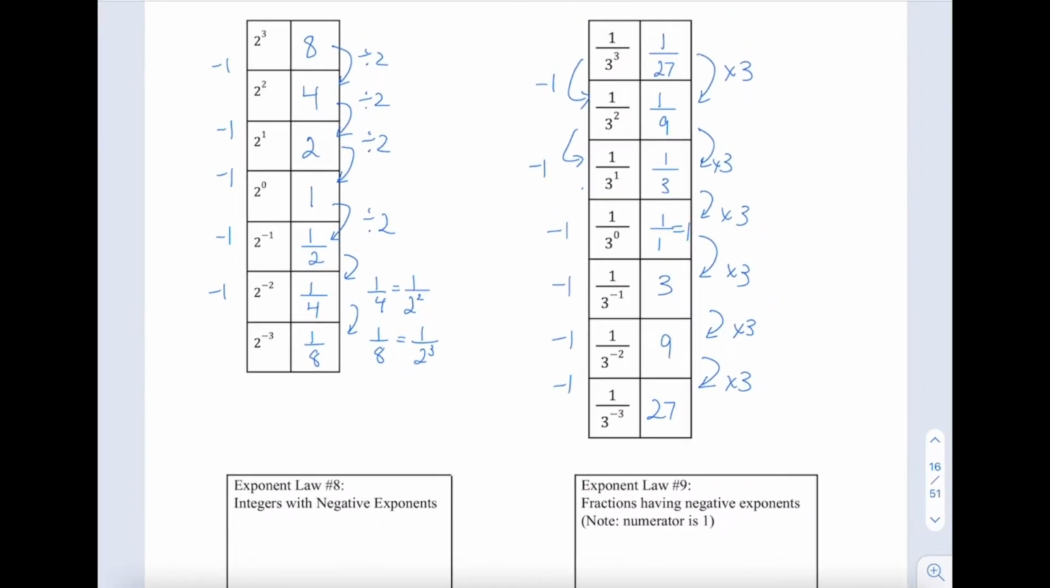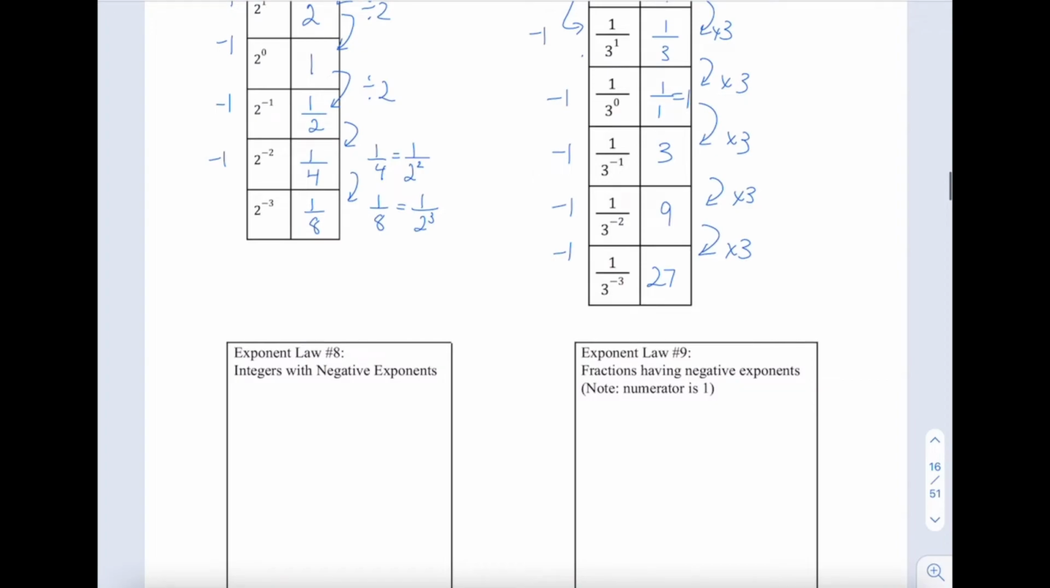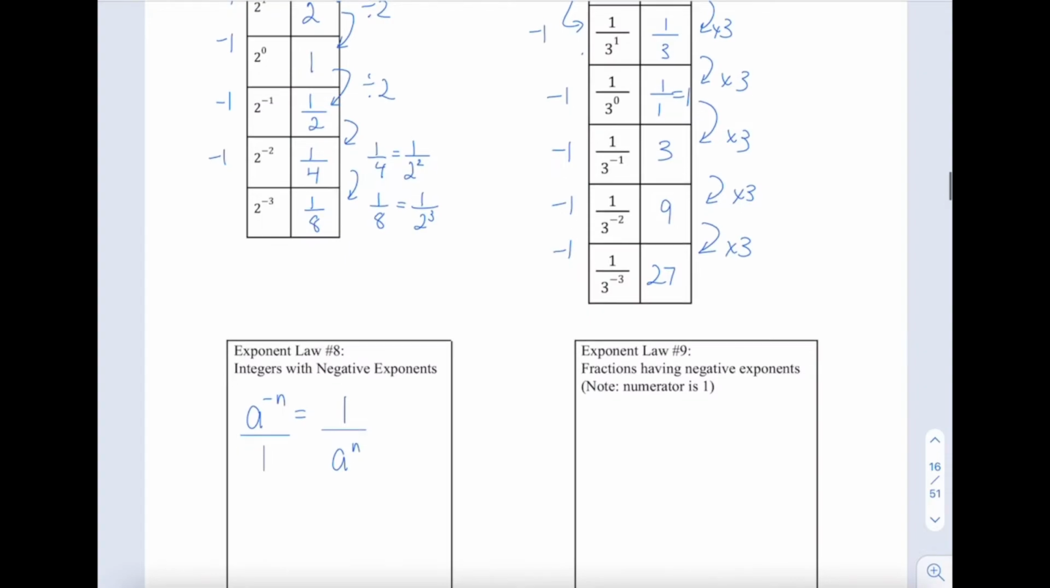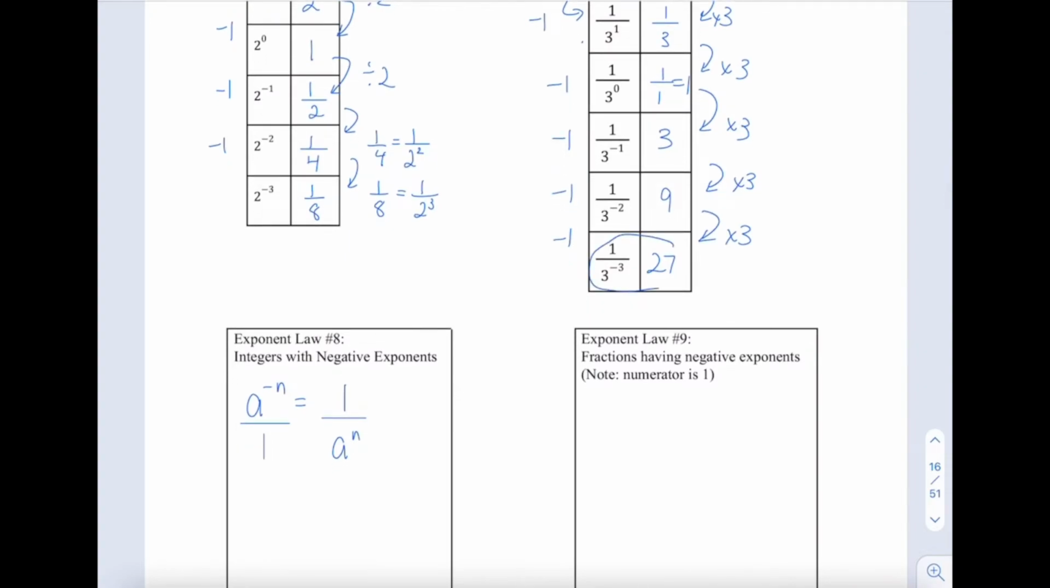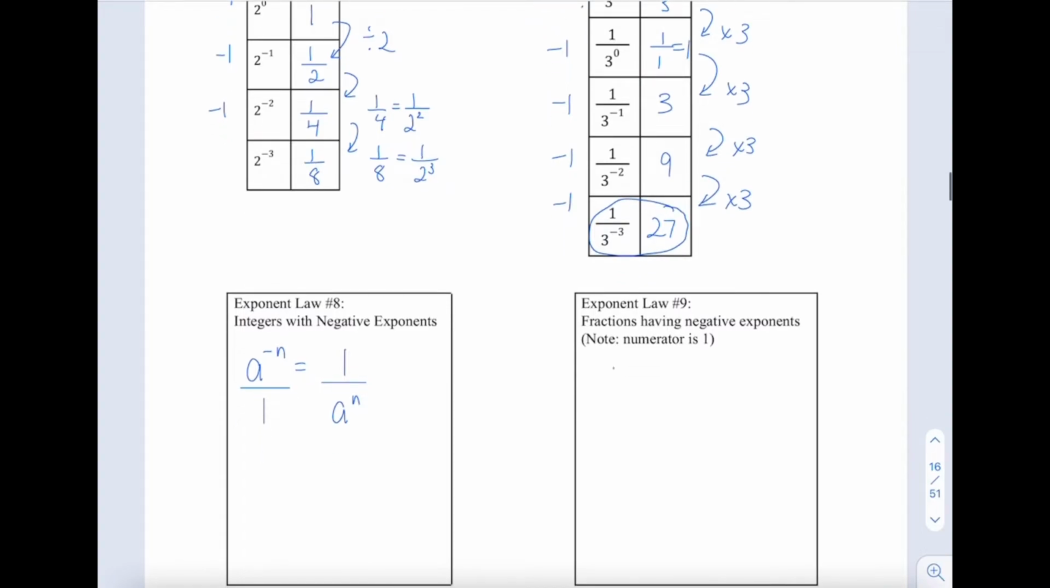So what we want to generalize here is that if I have a base of a to a negative exponent n, we said whole numbers can all be written over a denominator of 1. What the negative exponent does is it boots that down into the denominator. And conversely, if I have 1 over a to the power of negative n, that's going to boot that up into the numerator.